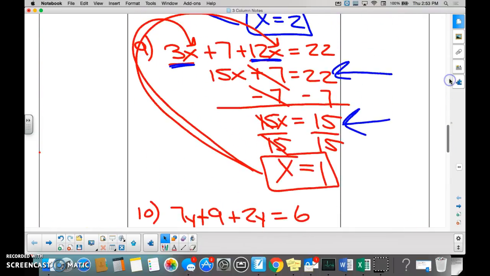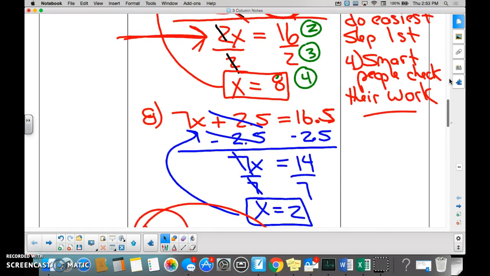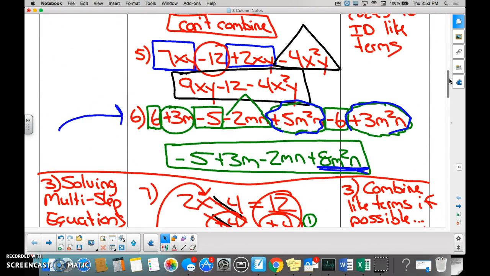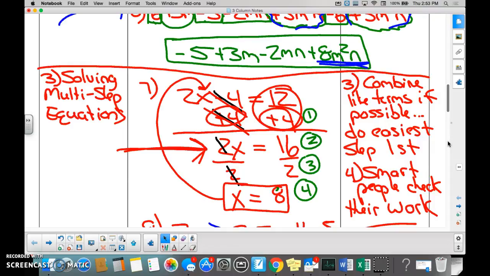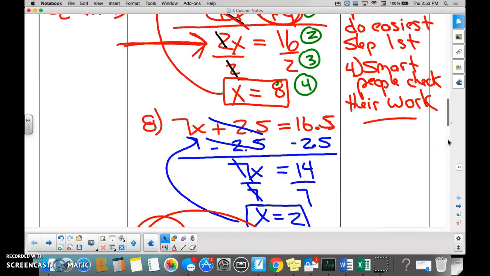Your cheat sheet I thought was pretty good. We have a couple of them. The first one says combine like terms if possible. Do the easiest step first. And then smart people do what, Zach? Double check. Double check their work.